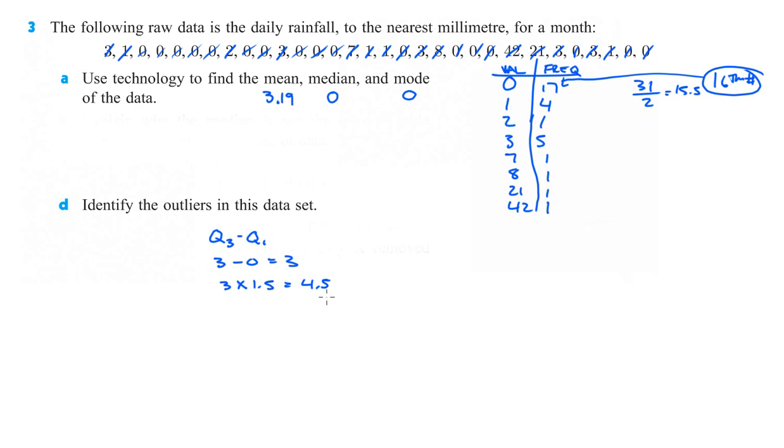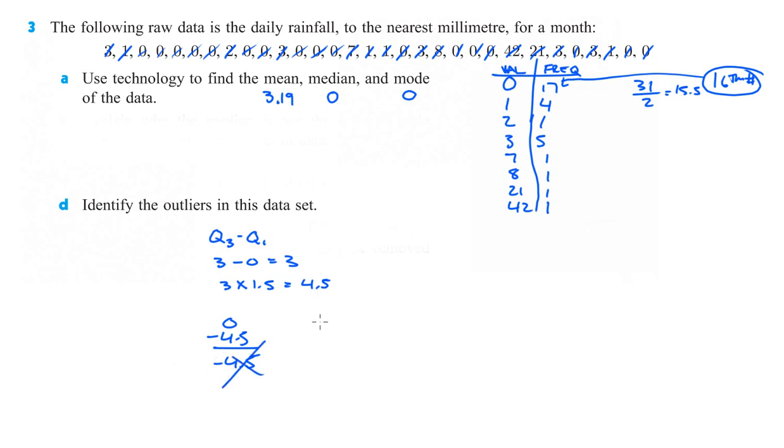And so we take 4.5, and we subtract it from, let's see, quartile 3 is 3, quartile 1 is 0. So we take 0, and we subtract 4.5 to get negative 4.5. Anything that's less than negative 4.5 is an outlier, which obviously, since we're talking about rainfall, there's nothing that's going to be less than negative 4.5.